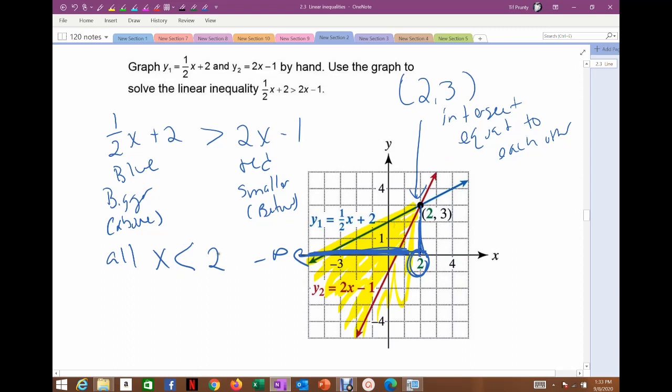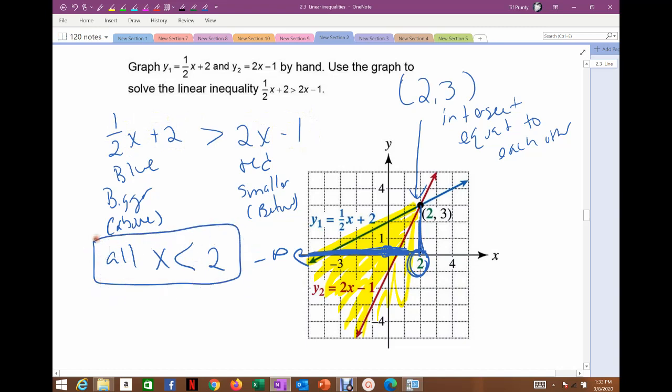You could check your answer. If you plug 0 in, that would be true. Right? If you plug 0 in, which is less than 2, right? 0 lands here. 0 would make this 0 out, leave me with a positive 2. 0 would make this 0 out, leave me with a negative 1. 2 is bigger than negative 1, and so that's the answer.